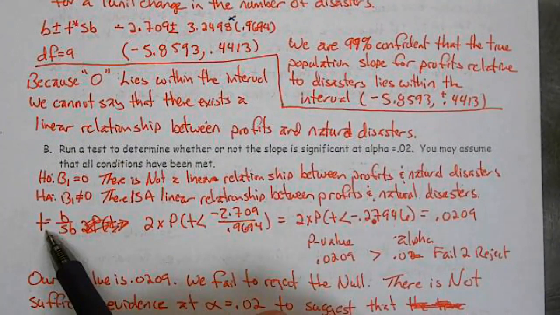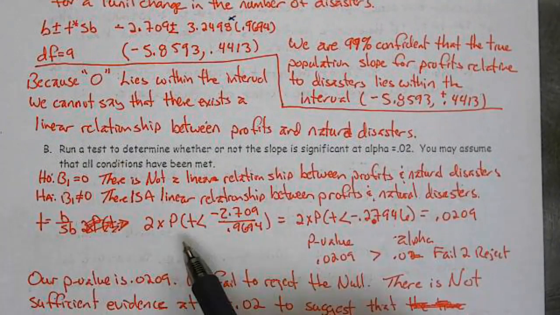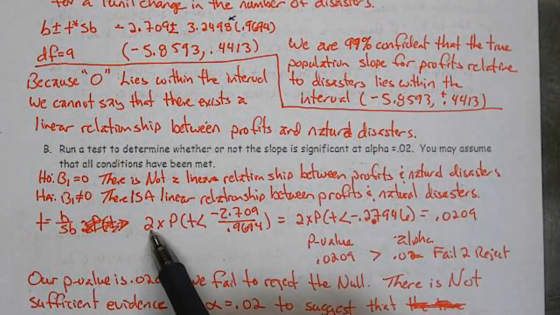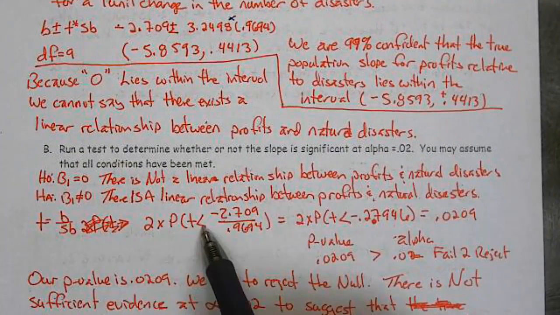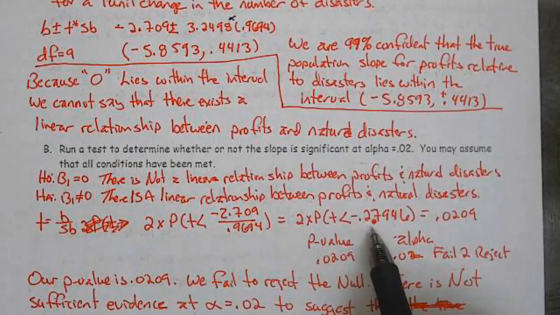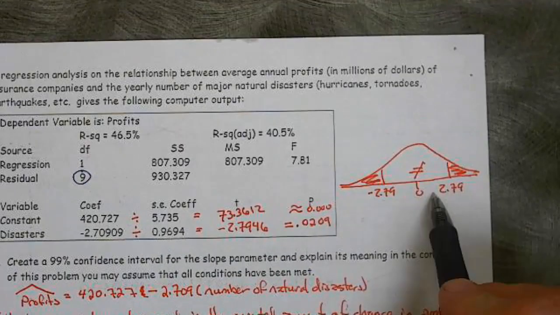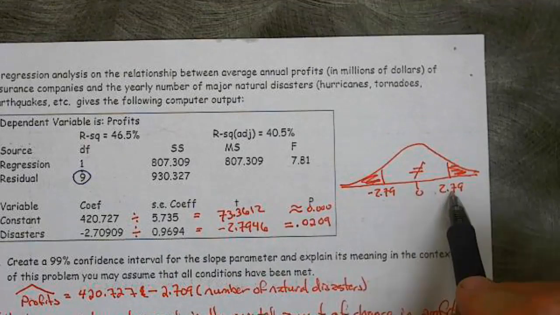Our equation is T equals B over SB, where B is the slope and SB is the standard error of the slope. Because it's a two-tailed test, we're going to have to multiply by 2. So 2 times the probability that T is greater than, there's our slope value, there's our standard error, and we end up getting negative 2.7946. So we also have to have an upper of 2.79.